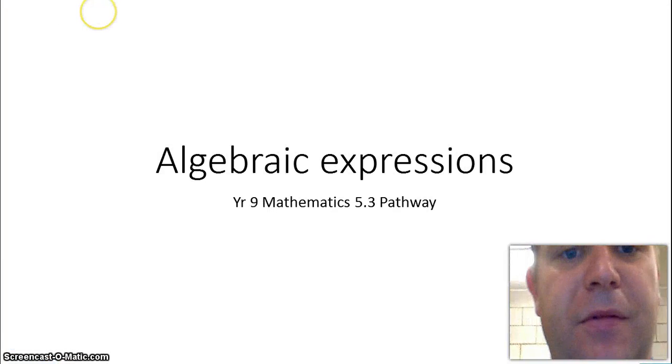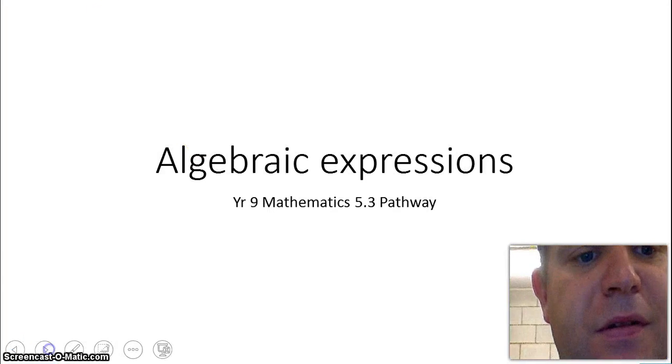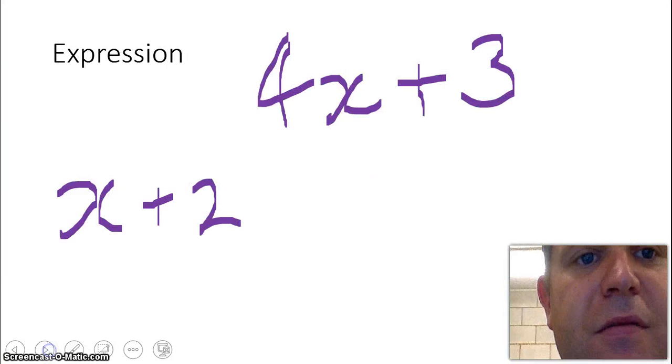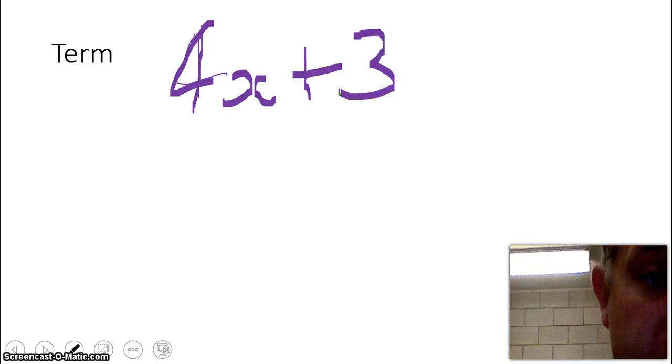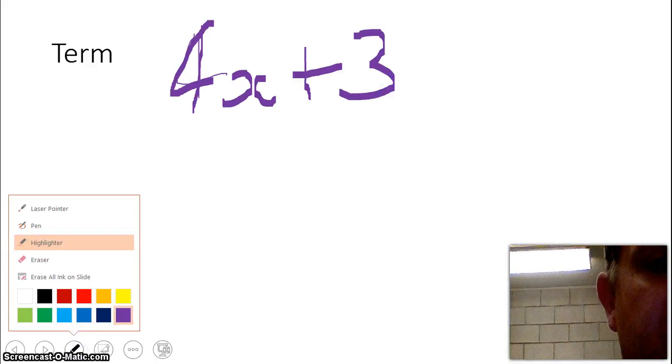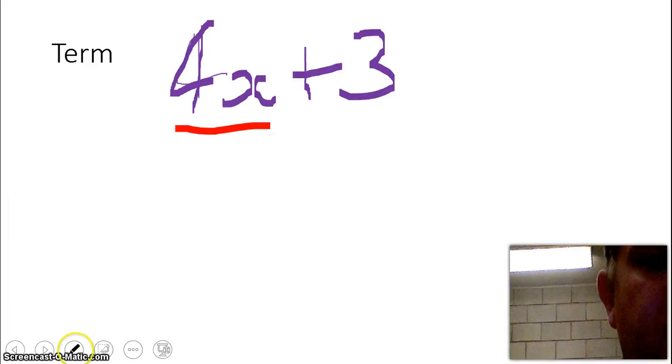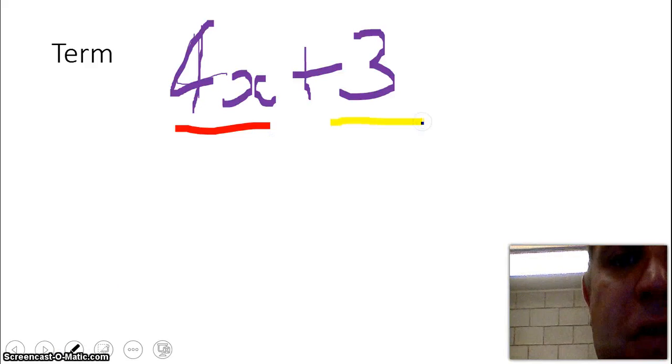Righto. Sorry, where were we? We're past the letters. We're past the expressions. We're up to terms. Terms are just a way to describe what things are. 4x plus 3 has two terms. Each part that we have here, the 4x is one term and the 3 is another term.